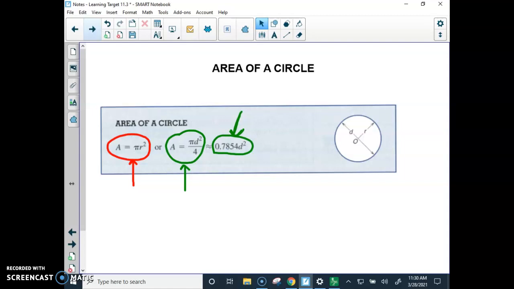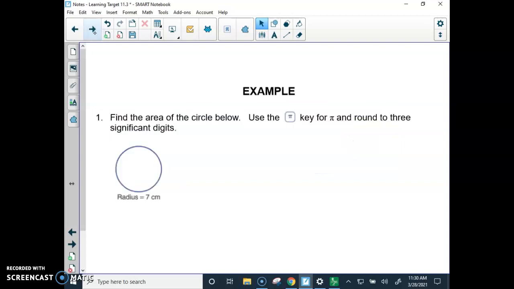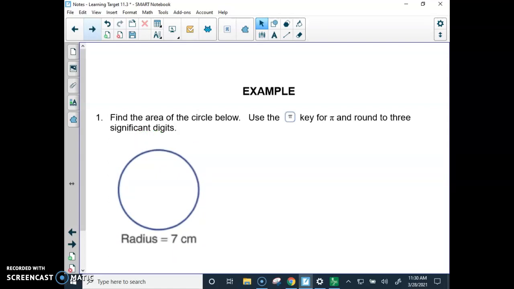So let's take a look at a couple problems here, okay? First of all, let's just start off with a basic circle problem where it says to use the pi button on your calculator. Find the area of the circle below, use the pi key on your calculator, and round your answer to 3 significant digits. Now, you have a circle with a radius of 7 centimeters. So, again, what we have is a circle where the radius from center out to the edge is 7 centimeters.